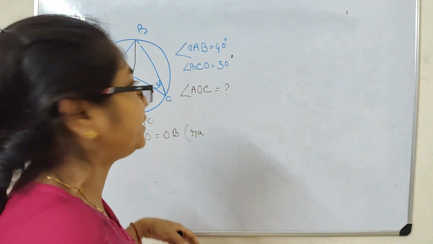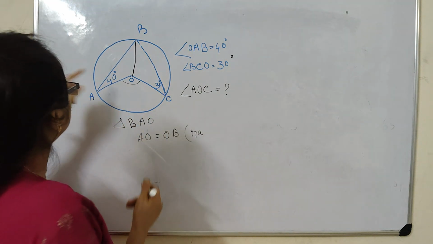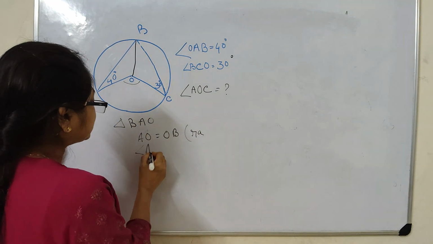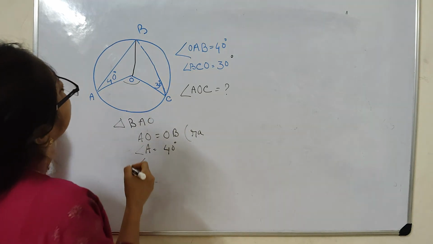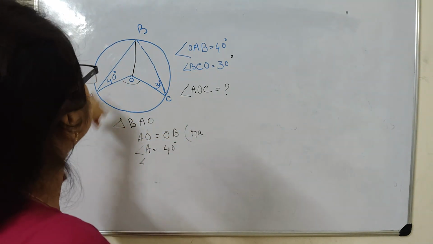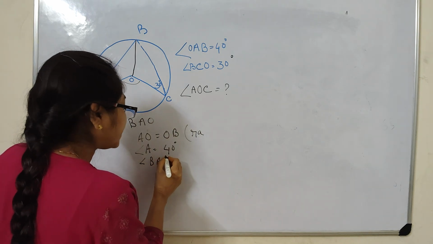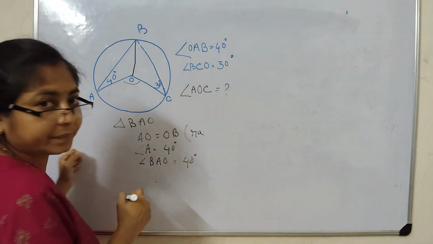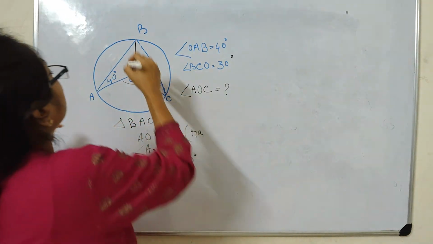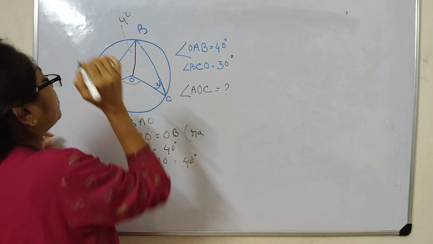If these two are radii, it means two angles are the same. If angle A is 40 degrees, then the other angle, it's not the full B angle, it's the BAO angle, must be 40 degrees because it's an isosceles triangle, two sides are equal, so it is 40 degrees. Then come to this point.